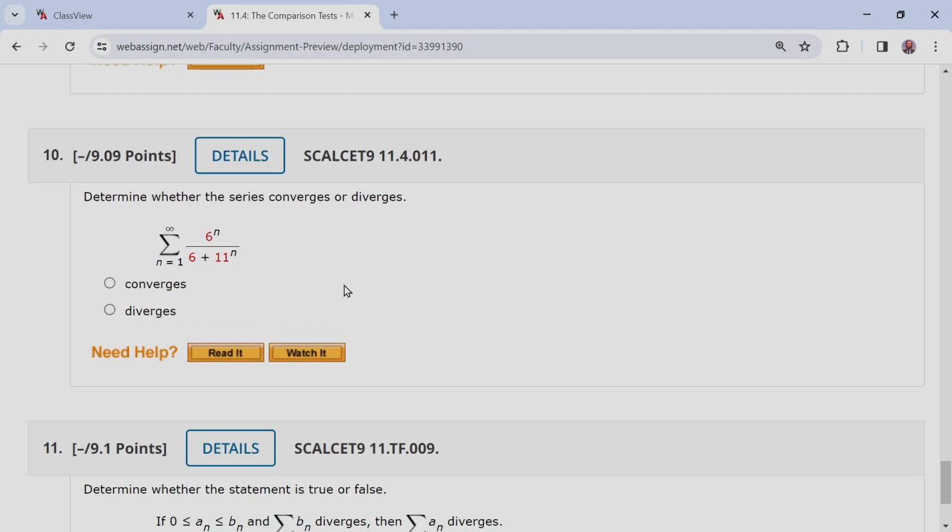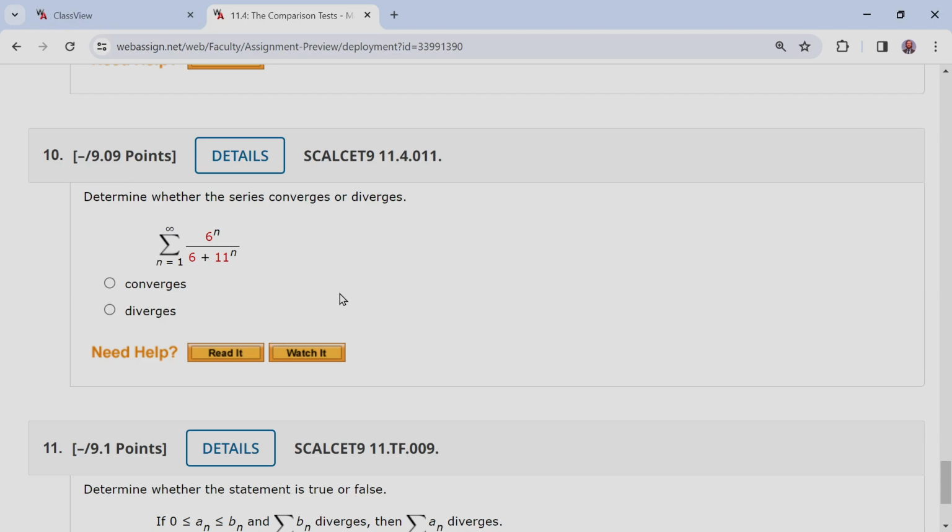Similar story here. That 6 downstairs is doing nothing for us. The 6 to the n over 11 to the n is doing all the heavy lifting. And so if we compare this through a limit to 6 to the n over 11 to the n, the double-decker will work out beautifully, and you'll end up with something quite nice. You'll see that this thing is basically the same in terms of its behavior thanks to the limit comparison test of 6 to the n over 11 to the n.